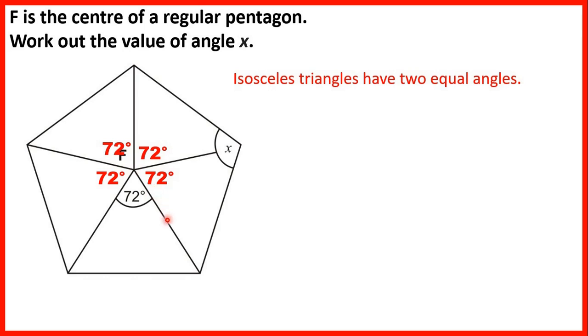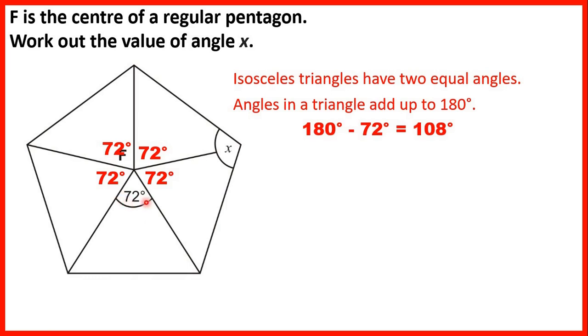So we can see that this side here is the same length as this line here, so that means the triangle is isosceles. So because it's isosceles, we know that the angles in the corners of the triangle will be the same size, and there are 180 degrees in a triangle. Angles in a triangle add up to 180 degrees.